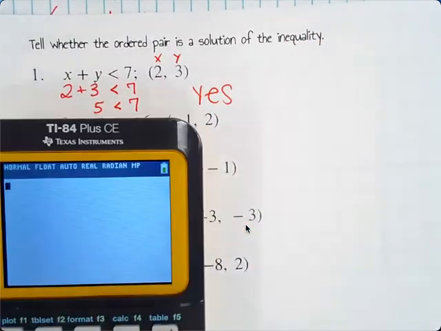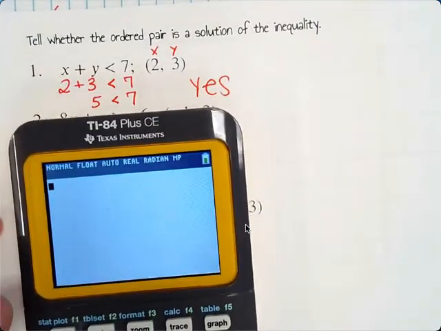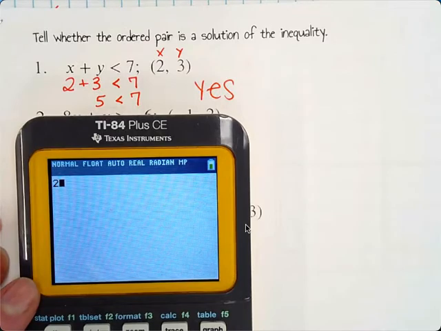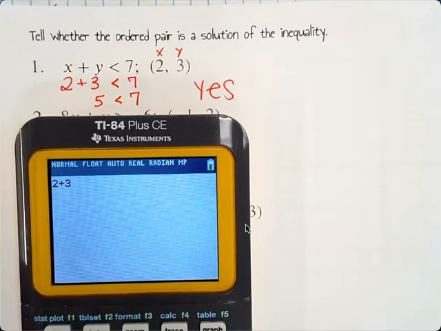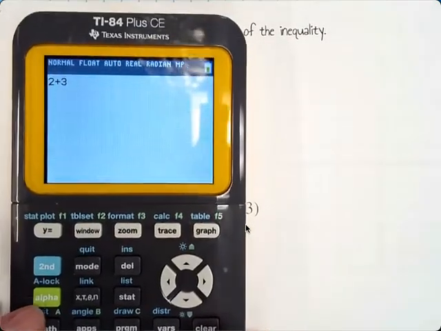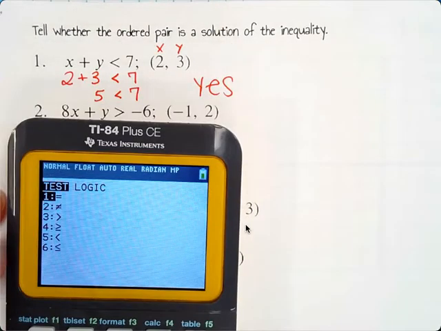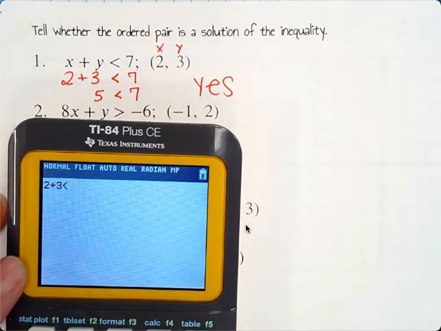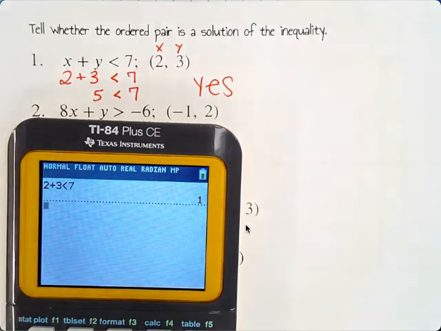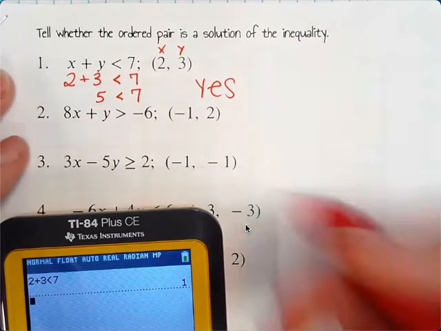We can do it in our calculator though. Remember how we did the test yesterday? I can do 2 plus 3 and then go to this test, second math, is less than 7. If it's a 1, that means true. If it's a 0, that means false. So do the next one.